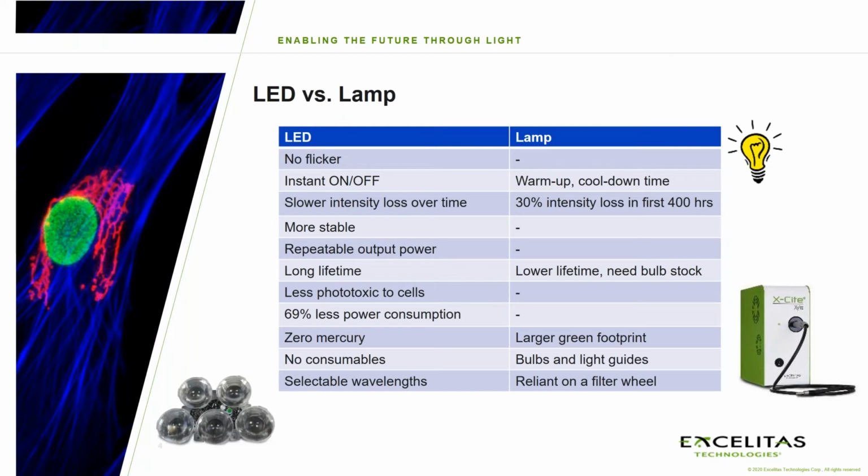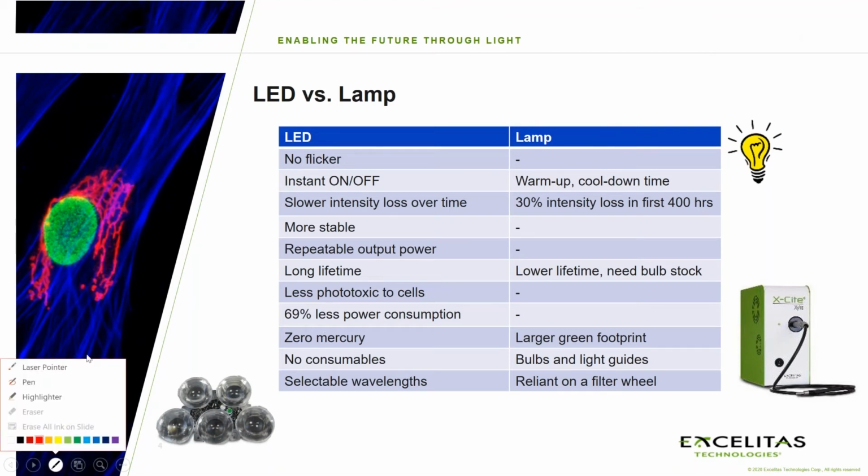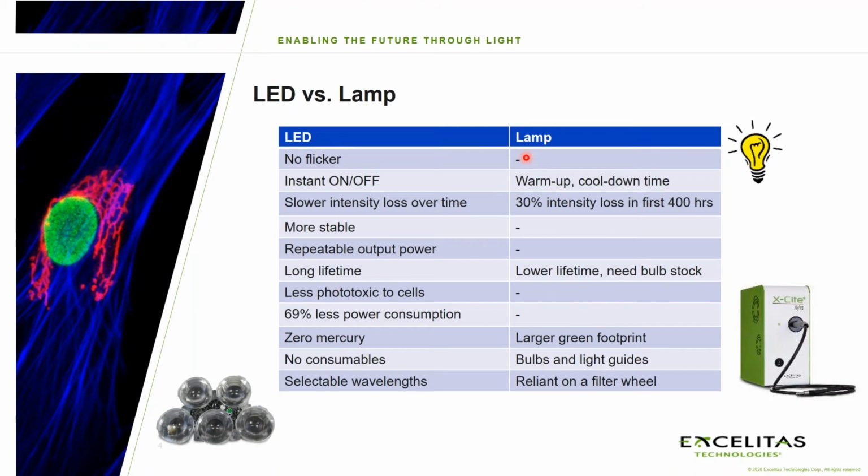So why would one use LEDs versus lamps? And the lamp could be a xenon lamp or it could be a mercury lamp. So lamps have flicker just because of the inherent properties of the way it produces its light. LEDs don't have flicker because it's a uniform voltage that allows the light to be emanated. LEDs have instant on and off. Lamps require warm up and cool down time.